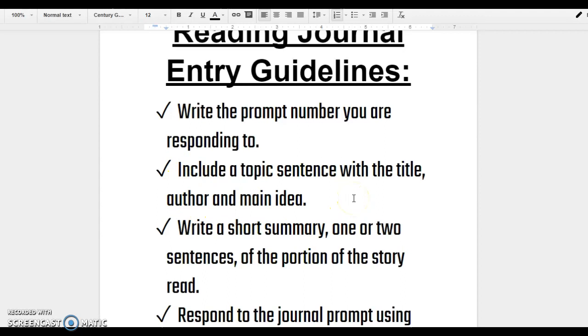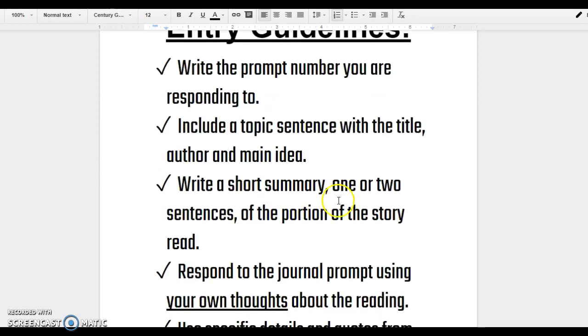So you're going to actually use elements of the prompt to help generate your topic sentence and include the title and the author. Once your topic sentence has been clearly stated, then you're going to write a very brief, only 1 or 2 sentences, as a short summary, just to give a brief point on what the story was about.